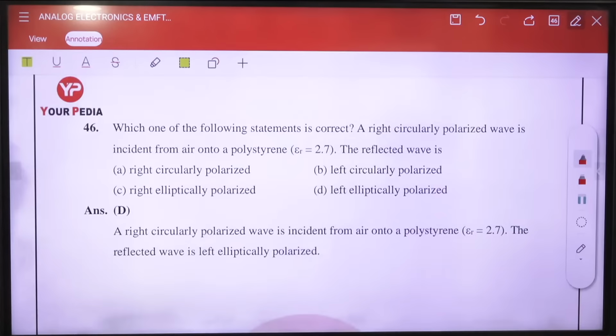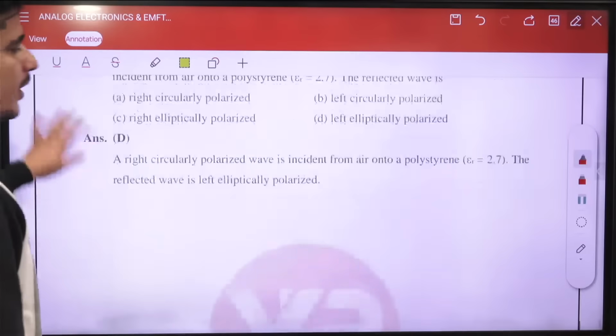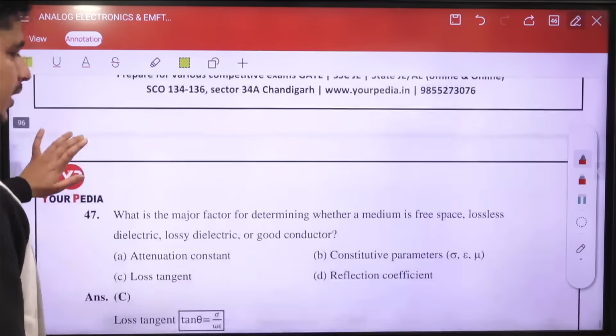Which one of the following statements is correct? A right circular polarized wave incident from air onto polystyrene, which is having epsilon naught, the reflected wave. Always remember, whenever you are having a right circular polarized wave, the reflected wave will be left circular polarized, opposite to that one. Right? That is a left circular polarized wave. The PDF I will be sharing in the group. Don't worry about that.